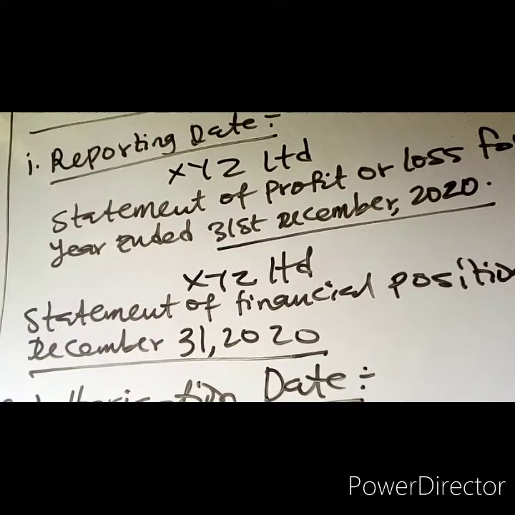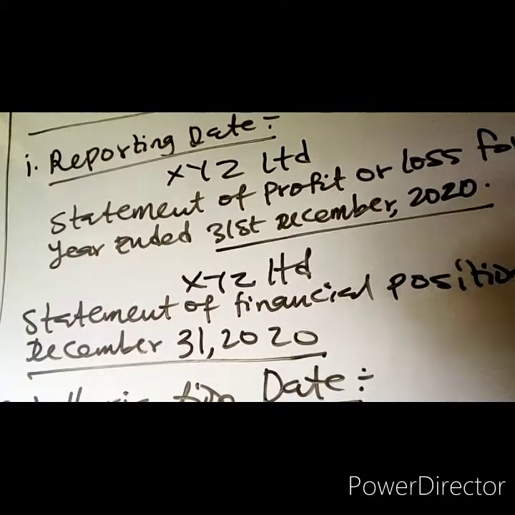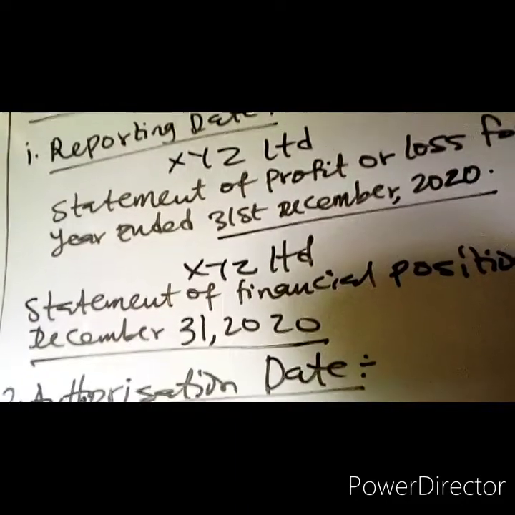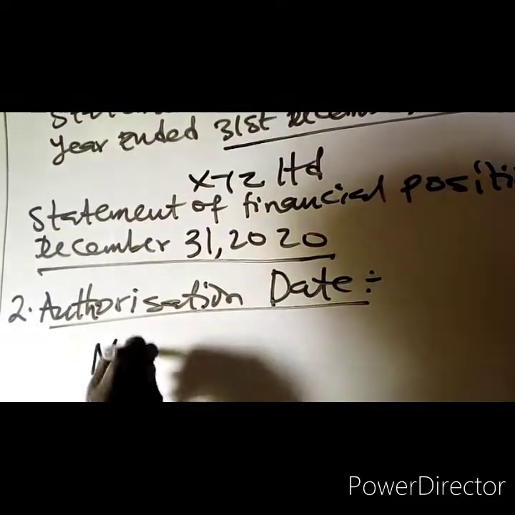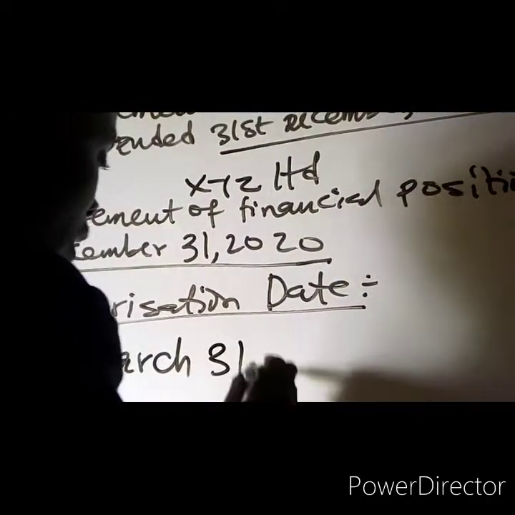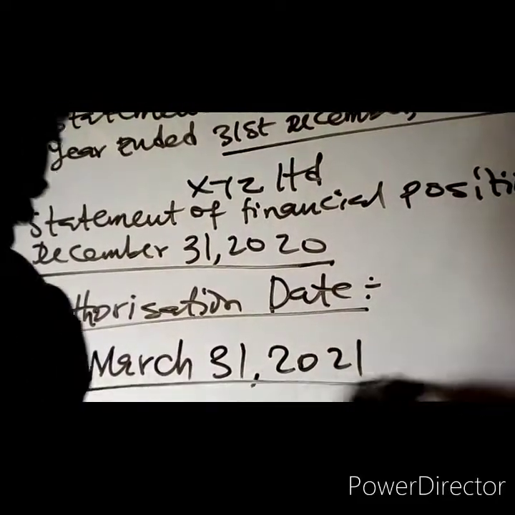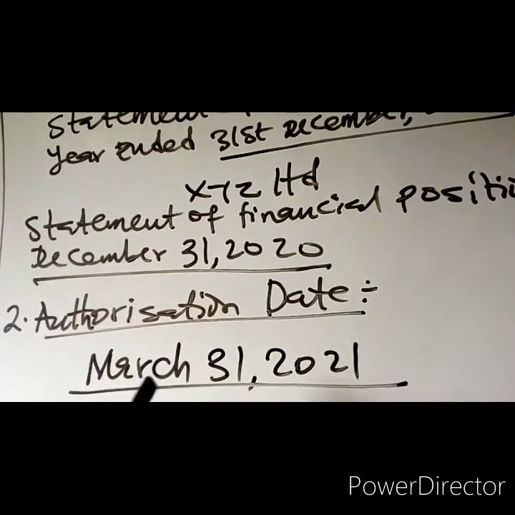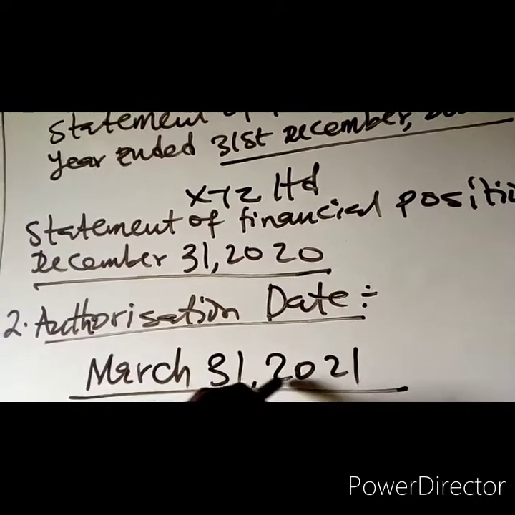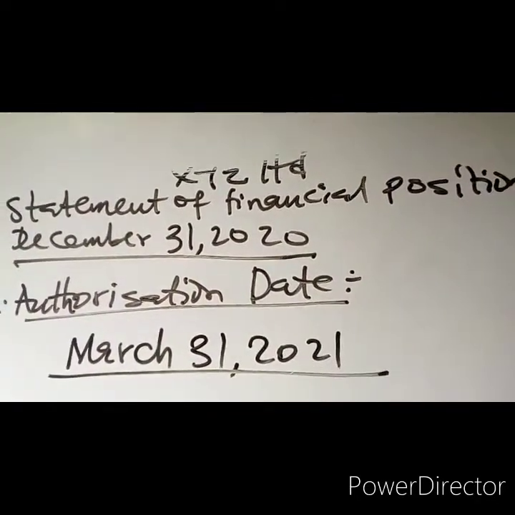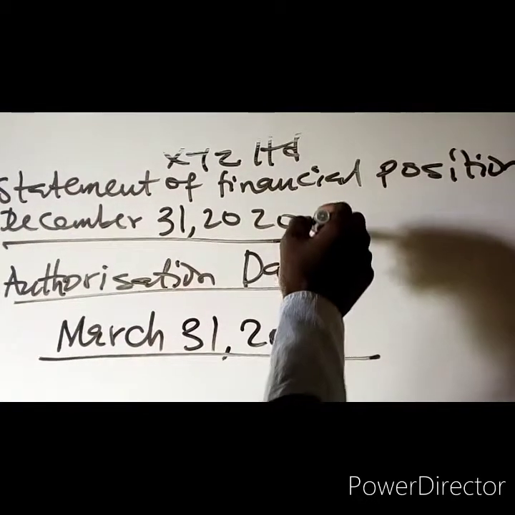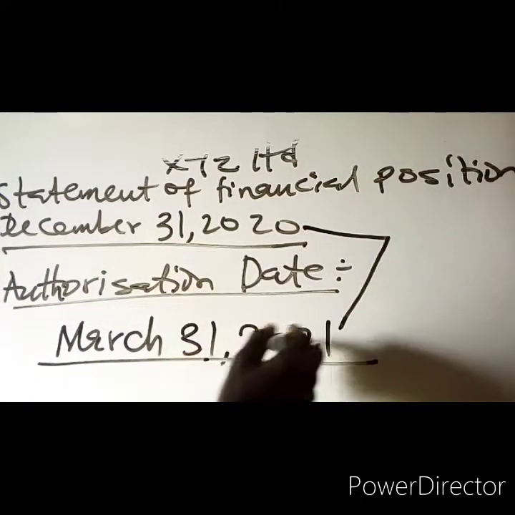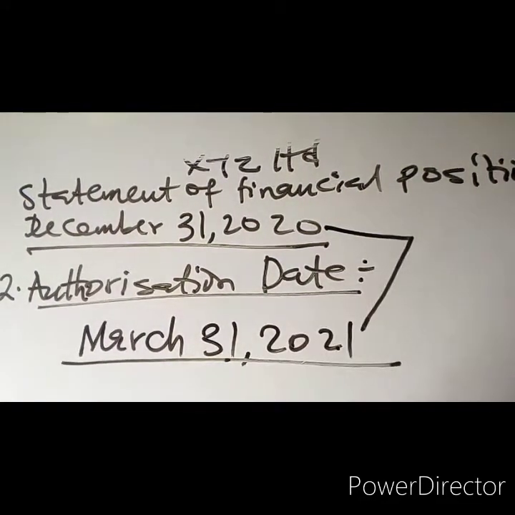Now, events. Take for instance, the reporting date of an entity is December 31st, 2020, and the financial statement may be authorized for issuance on March 31st, 2021. Therefore, any event that occurred between December 31st, 2020 and March 31st, 2021 is said to be the event after the reporting date.